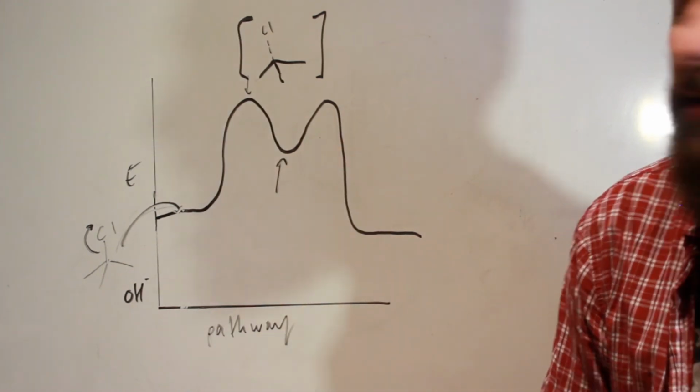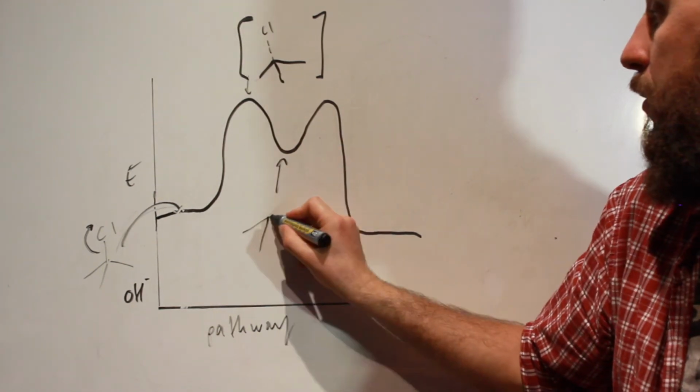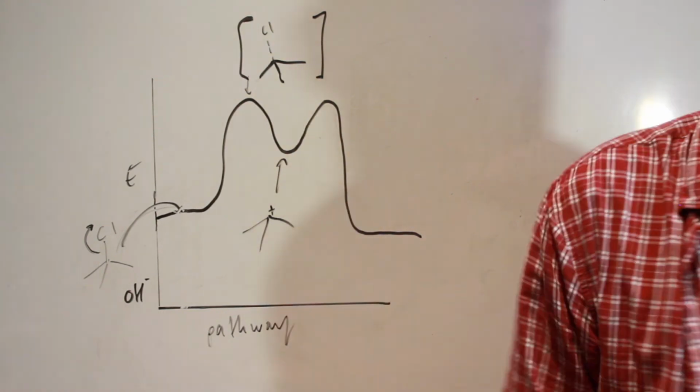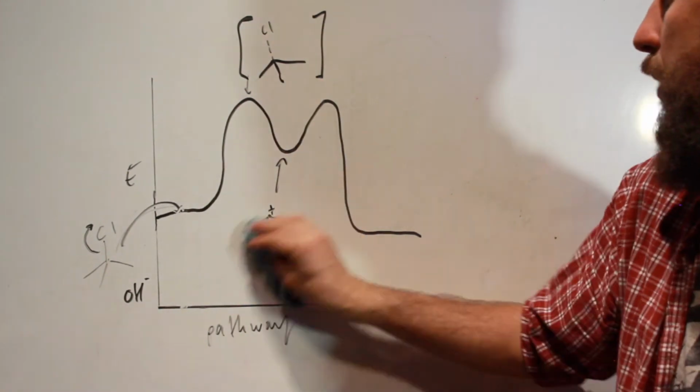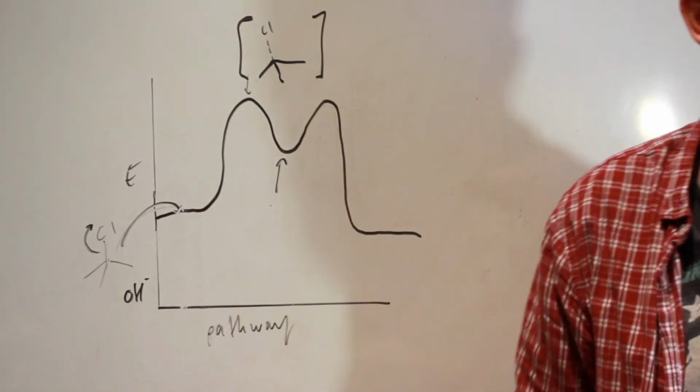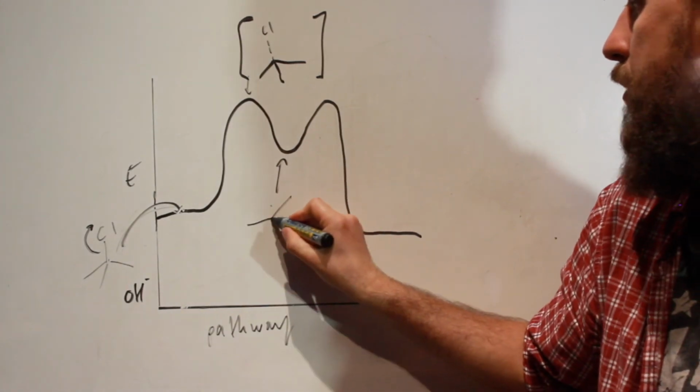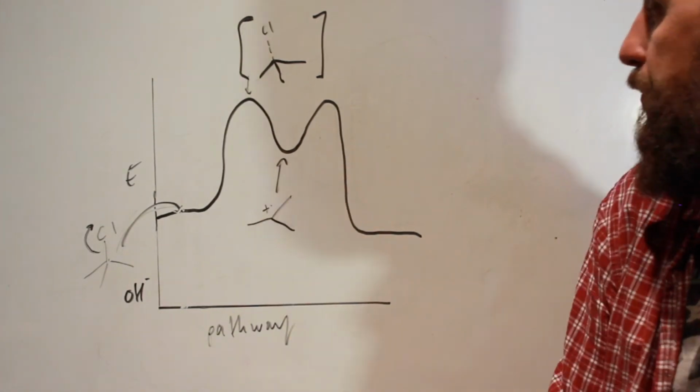So then that leaves, and then we get our intermediate here. We get our carbocation intermediate. So that would be this species here. I guess I can do that as trigonal planar, can't I? Because that is what the VSEPR would dictate. So we form the carbocation intermediate.